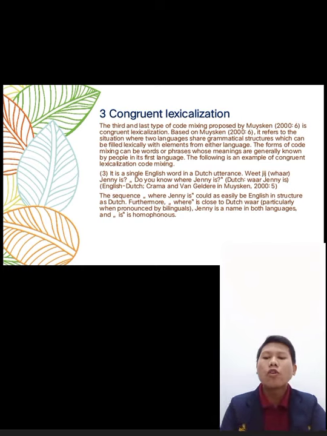The forms of code mixing can be words or phrases whose meanings are generally known by people in their first language. The following is an example of congruent lexicalization code mixing. It is a single English word in a Dutch utterance. For example, weet jij waar Jenny is? Do you know where Jenny is? Dutch, waar Jenny is, English-Dutch. Crama and Van Gelderen in Muysken 2005.